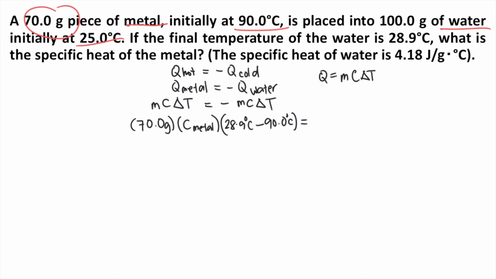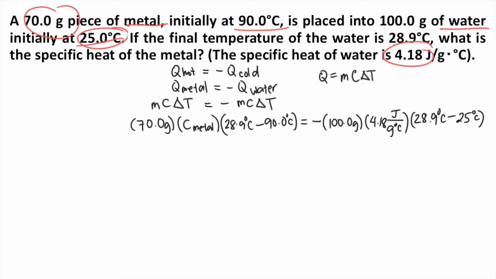Now let's move on to the right side. On the right side, we put negative M. M is the mass of water, which is 100.0 grams, times C, the specific heat capacity of water, which is given in the problem. It's 4.18 joules per gram degree Celsius, times the change in temperature of water. Again, the final temperature is 28.9 degrees Celsius minus the initial temperature for water, 25 degrees Celsius.